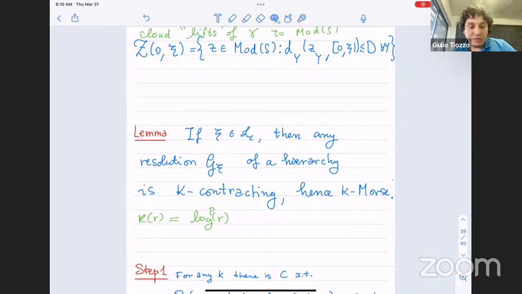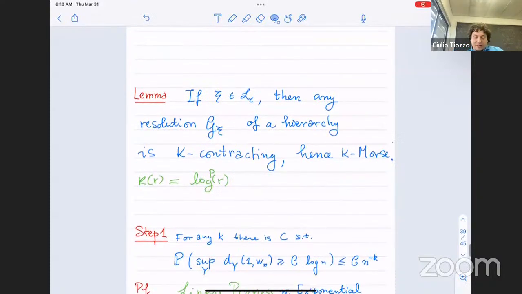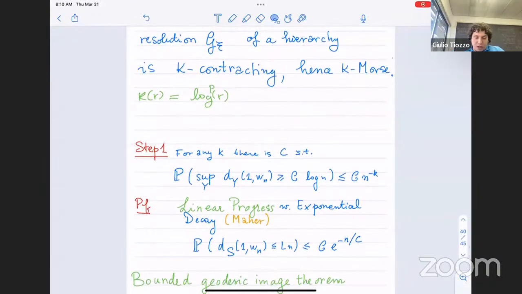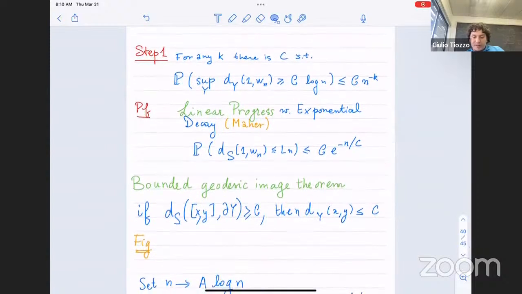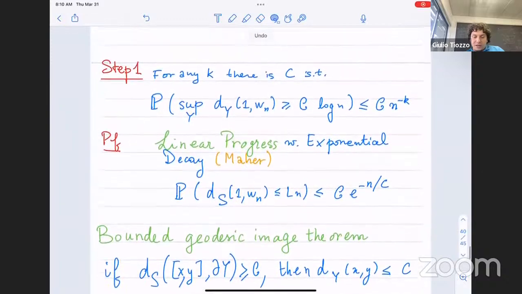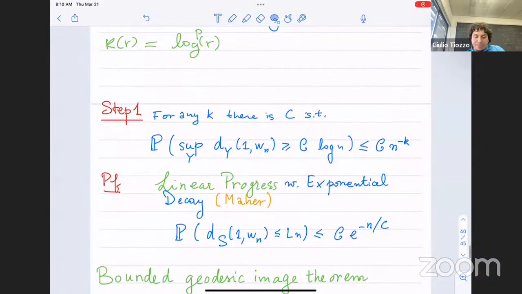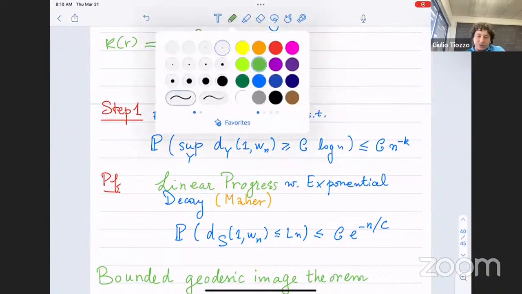Okay, so now if we assume these geometric properties, we can do some probability and prove this convergence result for them. So there are several steps. What is the first step? So the first step is the following. You want to say again that you have your path.